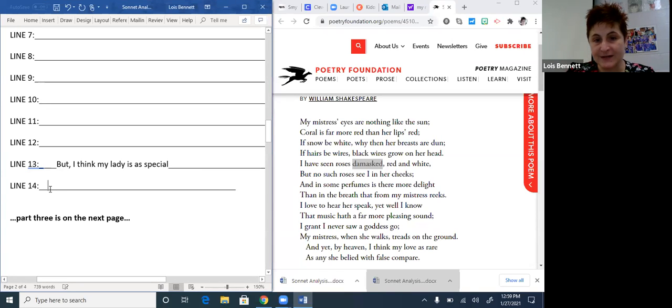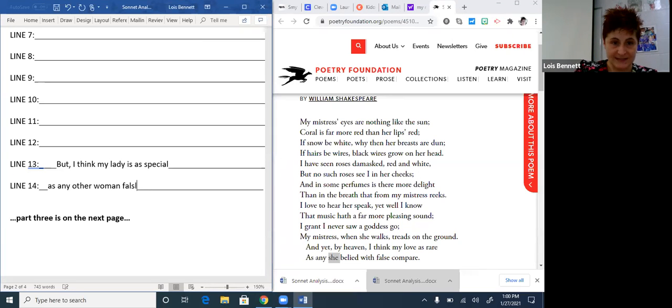And then you get down here to the last line, as any she is a woman. So he thinks his love is just as special as any other woman. Belied with false compare. Belied really means to lay something upon, so to heap something upon someone. So any other woman, falsely, that word does not look like I spelled it right. Falsely compared.